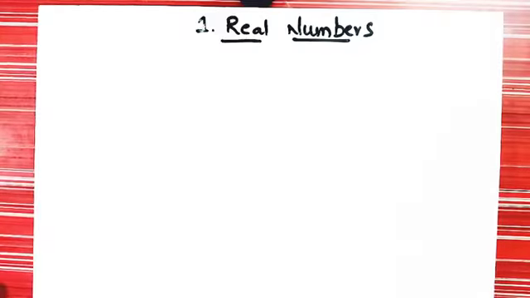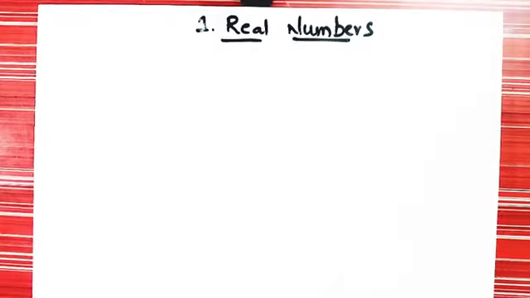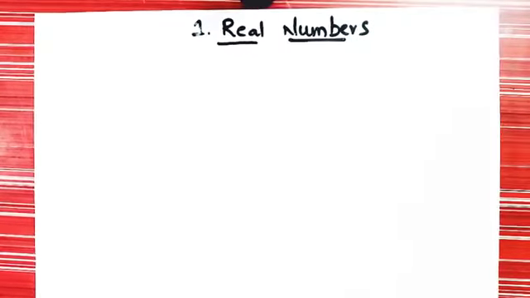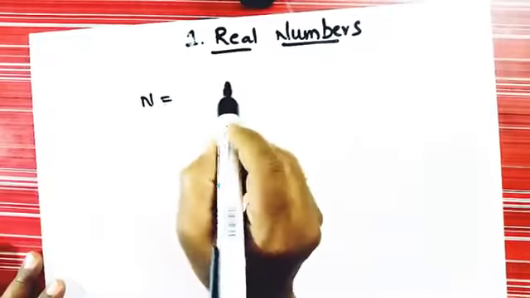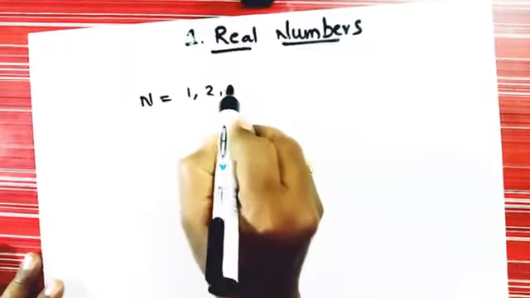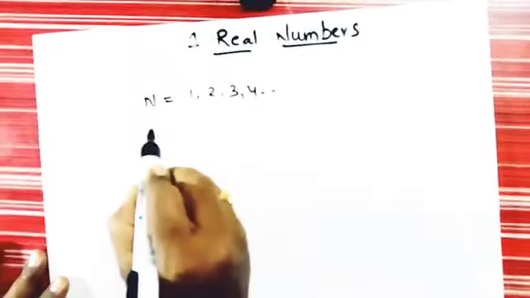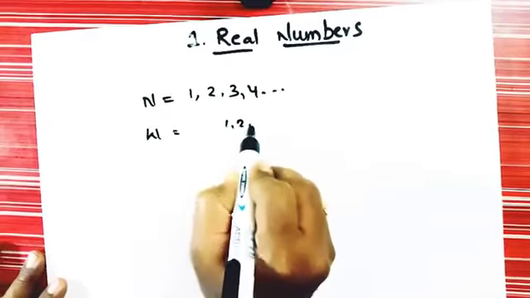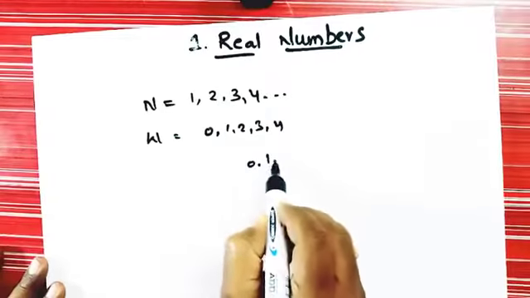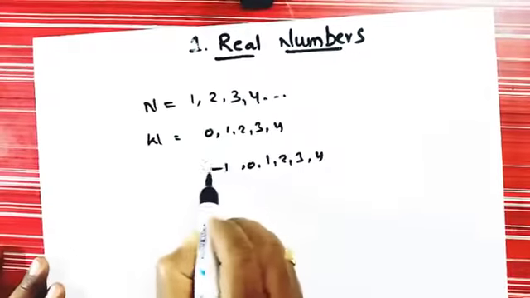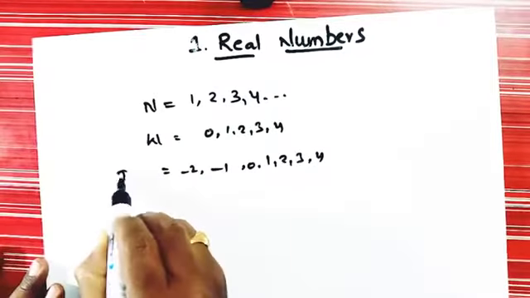Today I'm talking about real numbers from grade 9th class. Let us have a brief review of various types of numbers from grade 8th class. Already we know natural numbers are called counting numbers, starting from 1, 2, 3, 4 and so on. And natural numbers with 0 are called whole numbers. Whole numbers with negative numbers are called integers.